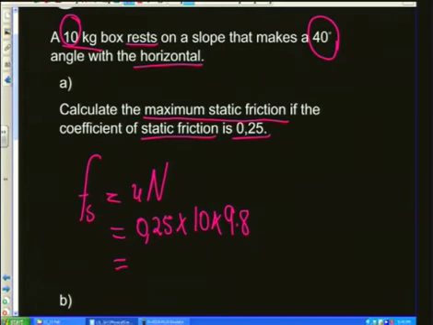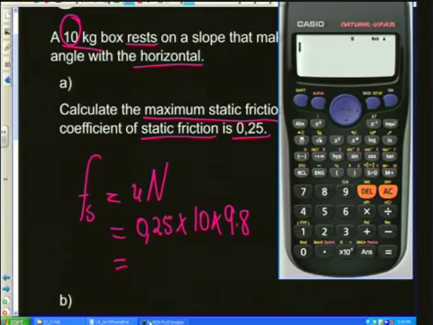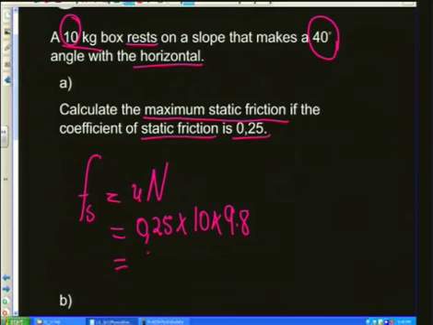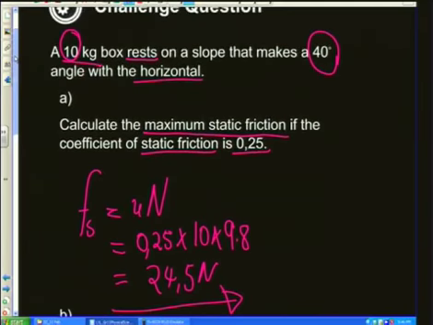This will be 98 times 0.25. Let's just find out. Our calculator might help this time. So we've got 0.25 times 10 times 9.8. What do we have? We've got 24.5. So that is 24.5 newtons. That's your static friction.